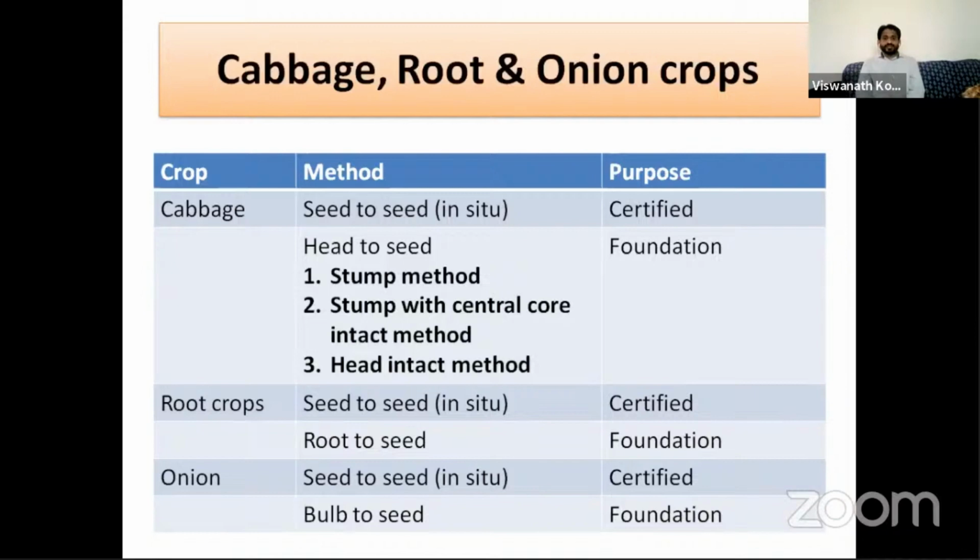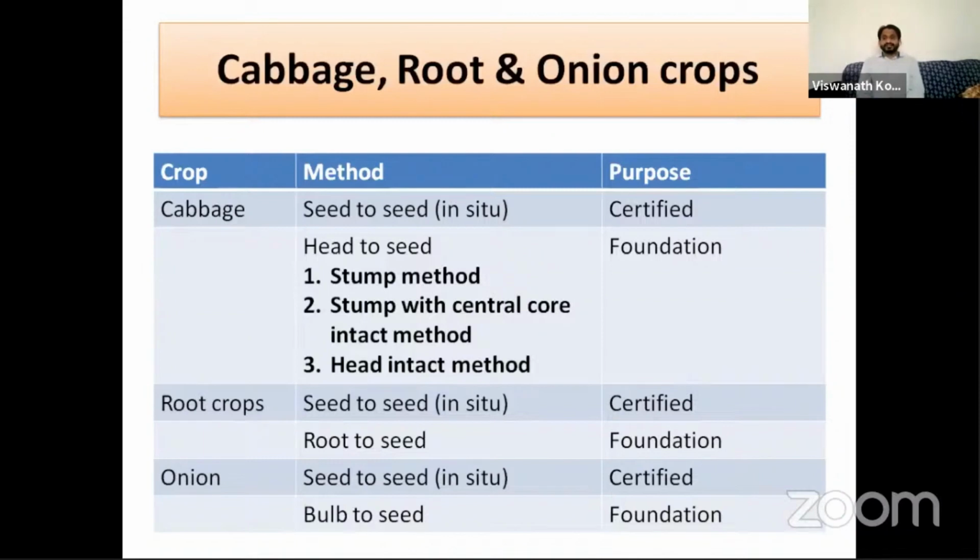In case of root crops and onion crops also, the seed to seed method is for certified seed, and root to seed for foundation seed. That means in the first crop we sow the seed, we harvest the roots, and we check the roots for true to type and genetic uniformity, and we select the roots with bigger and optimum size, and we prepare the roots. We cut the top 1/3 portion and the lower 2/3 portion, and the central portion we use for planting and allow the crop to produce seed.